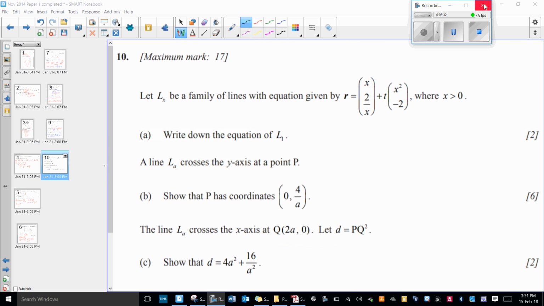Okay, so now the family of lines. I don't really like the way this is written. So this is obviously just two values. We haven't got x, y, z, we've just got x and y. So if they want the equation of L1, we're just going to substitute the value of 1 in place of the a. So that's going to be r equals (1, 2 over 1) plus t(1 squared minus 2).